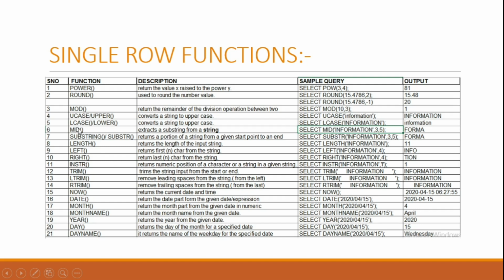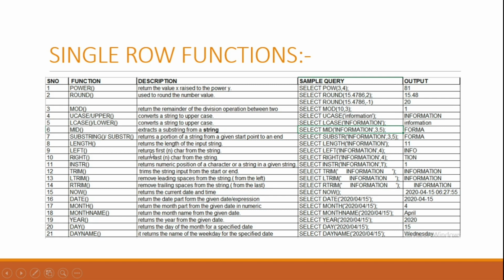Mid function and substring function work in a similar fashion. Suppose from a given string, you want to extract a particular set of characters from a specific location, you can apply these functions. In this case, from third location, if you want to extract 5 characters, you can apply it this way. So from third location, that is from F, it will extract 5 alphabets. Length returns the length of the input string, hence information gives 11.